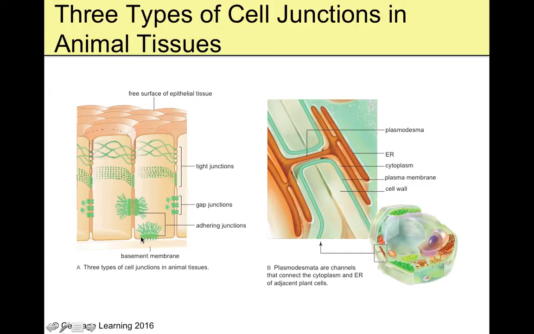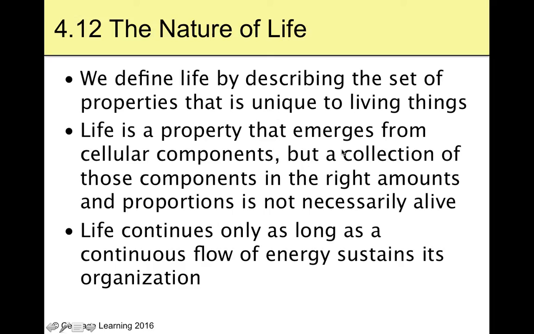Adhering junctions, we take one end of the cell and stick it to a basement membrane, and the rest of the cell is just up there with its neighbors. And then here's your plasmodesmata in the plant cells, just cruising through here. It's a free area for water and sugars to flow through from one cell to another. That's about it.